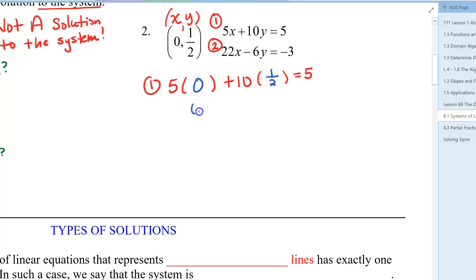Well, 5 times 0 is 0. 10 times 1/2 is 5. Half of 10 is 5. Or if you want to think about it, 2 will go into 10 5 times. 5 times 1 is 5. 1 times 1 is 1, and 5 over 1 is 5. So 0 plus 5 is 5. So we did get a true statement.